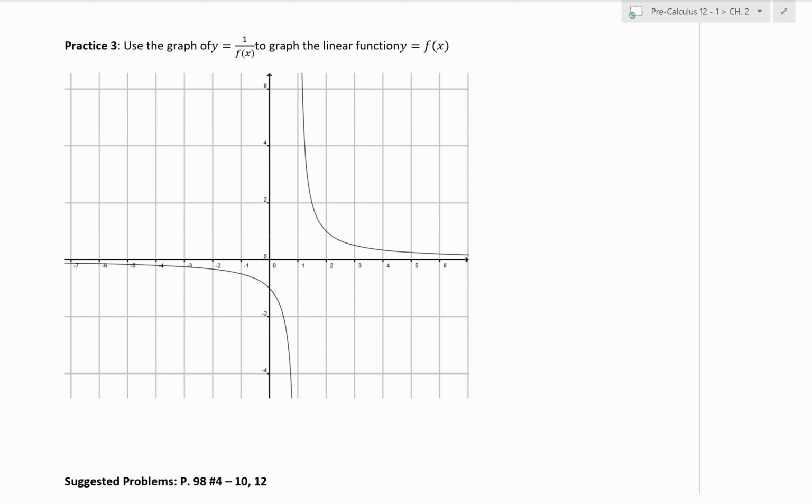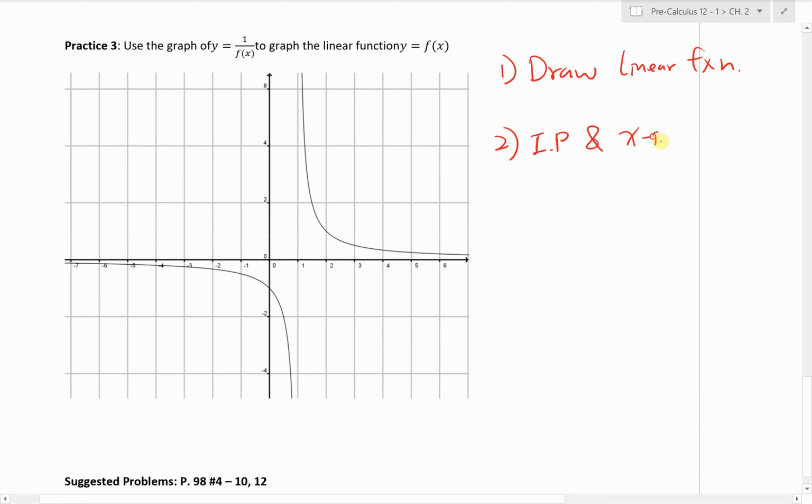So just think about what we did. Remember, we drew the original linear function first. Well, we can't do that right now, but basically we're doing it backwards. The first step was to draw the linear function, which is what we're trying to do now. From there, we found the invariant points and the x-intercept, because those points help us draw the reciprocal function. So we're just going backwards. Instead of going 1, 2, we're going 2, 1, right? So invariant points are positive 1 and negative 1.